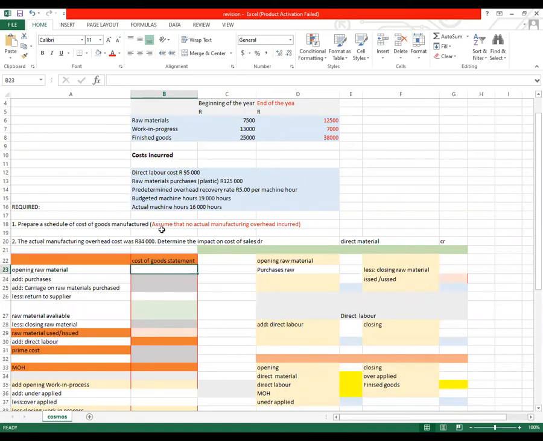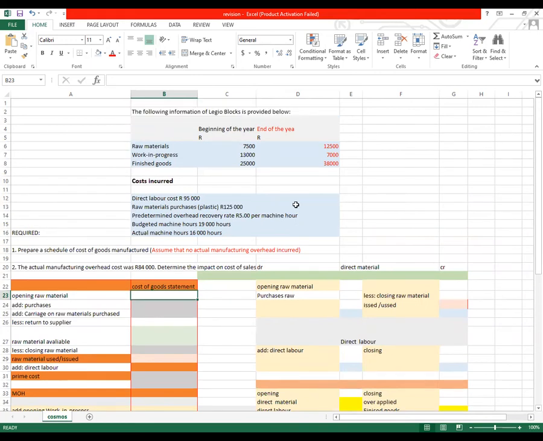If you are given information like this, and then when I check, there's no actual manufacturing overhead. To me, guys, my applied manufacturing overhead, your applied, is going to be my manufacturing overhead, because how do we calculate the applied, guys? POR stands for predetermined overhead recovery rate.